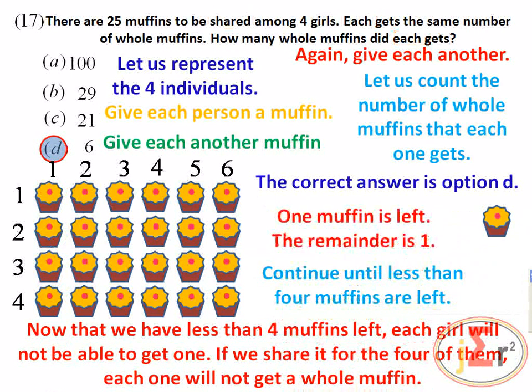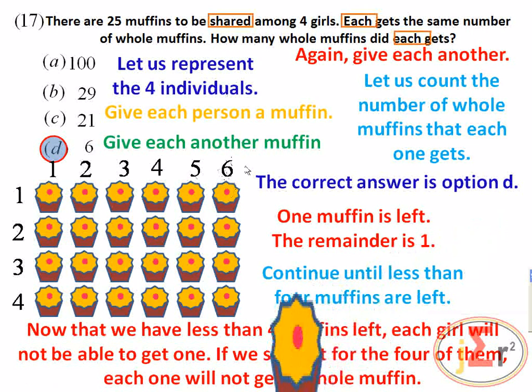What do we do with the one muffin? Jerry is saying that we should eat it. One muffin is left. The remainder is 1. So after we divide the muffins for the girls, we get how many whole muffins each one will get? 6. And we have a remainder of 1 muffin that disappears like that.